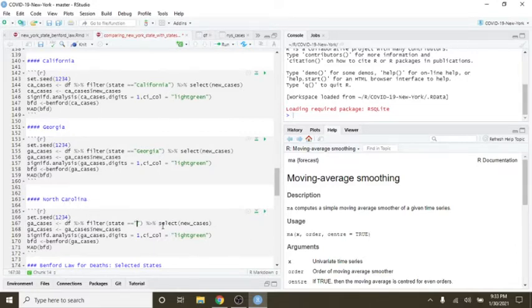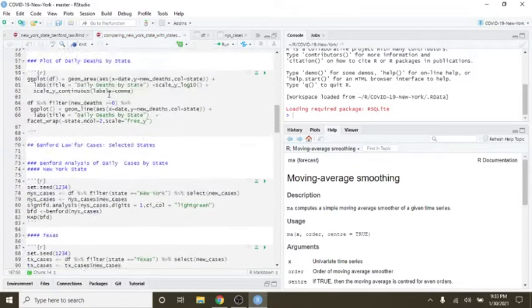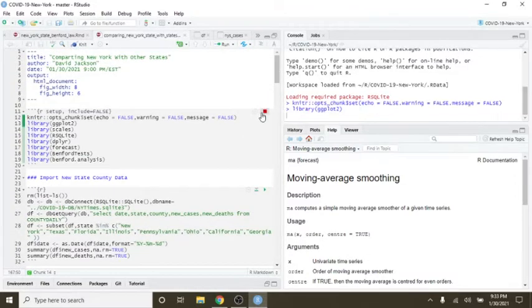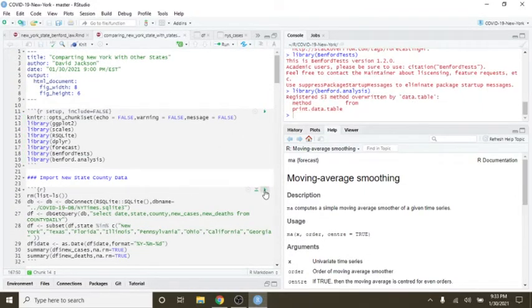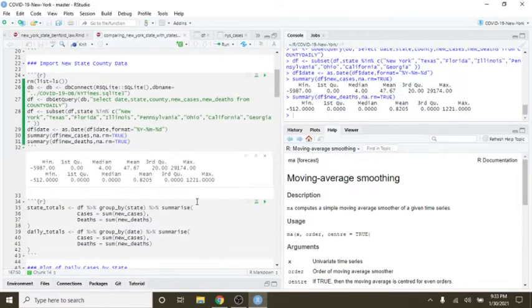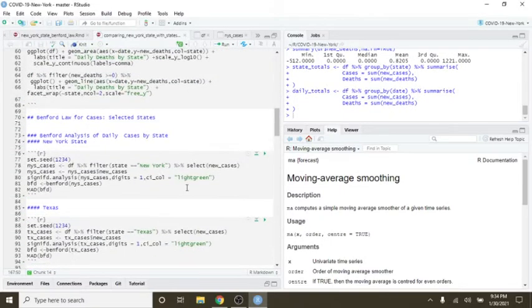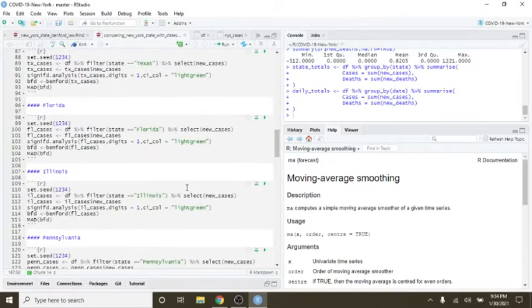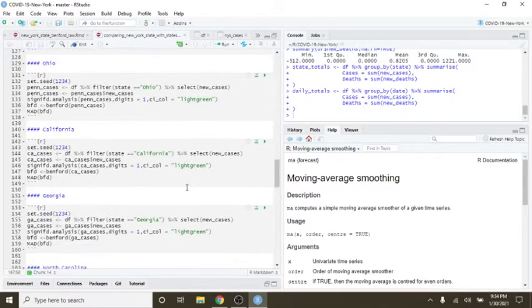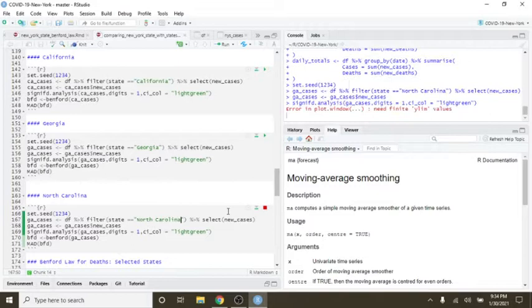North Carolina cases. Let's come back up here, run the initial data up here first. Let's look at North Carolina's cases now. Let's call this North Carolina.